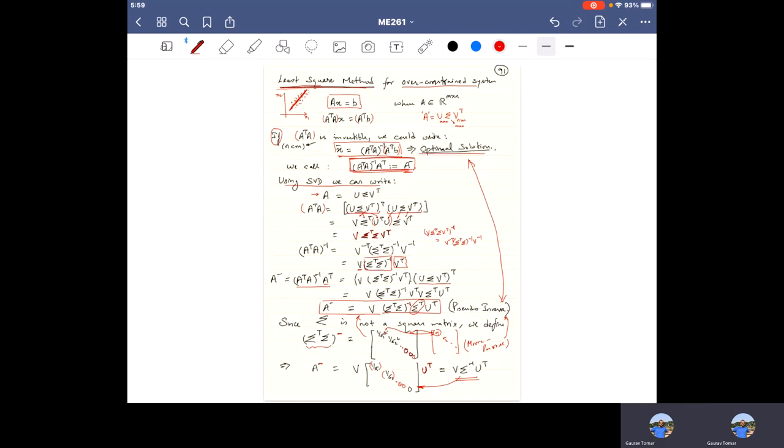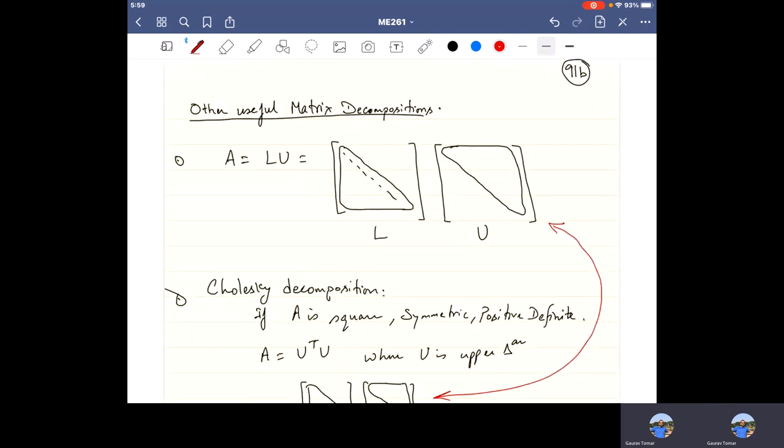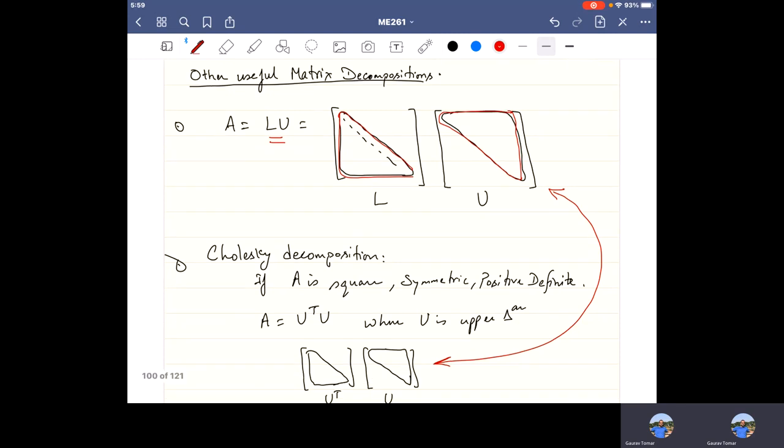Now coming to the next topic, besides SVD there are several useful decompositions. LU decomposition is very popular. When we were looking at the definition of inverse using row operations, we had come across this LU decomposition. Here you can decompose any square matrix into a lower triangular matrix and an upper triangular matrix, so called LU, and therefore it's called LU decomposition.